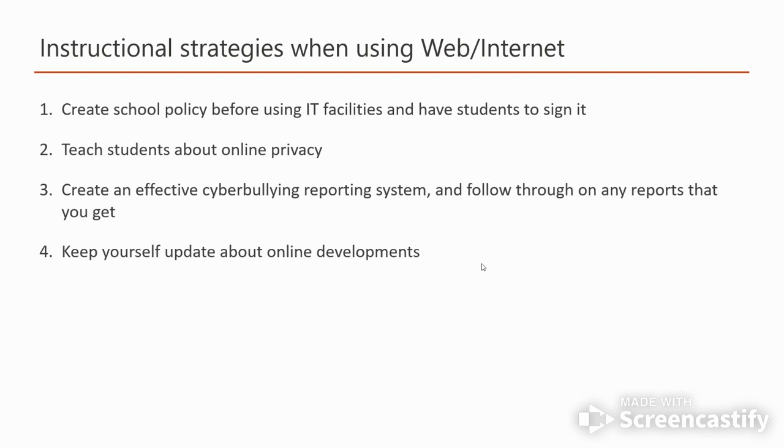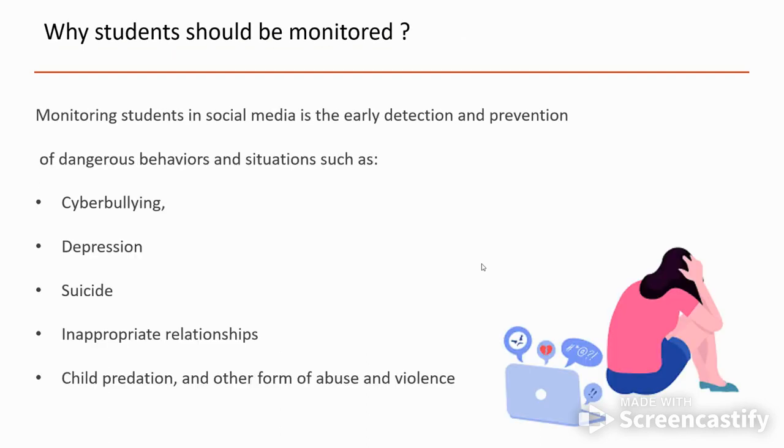They don't know what's happening in the digital world. They don't know what's happening on, for example, Instagram, or that my friends cyberbullied me, or what's happened to my friends. So students should be monitored, because monitoring is early detection and prevention of dangerous behavior in situations such as cyberbullying. And we know that cyberbullying in the digital world causes many depressions and in some severe cases even suicide.